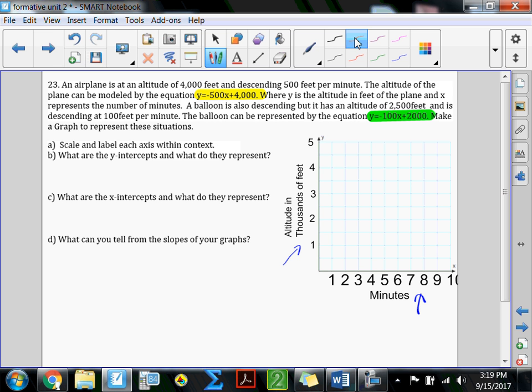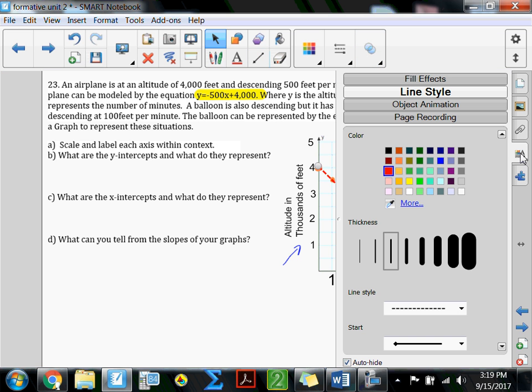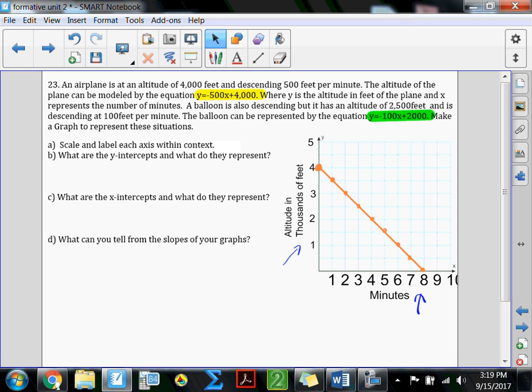The airplane's starting at 4,000 feet. And my slope is down 500 over 1. So each one of my boxes is 500. So down 500 over 1, I can do a graph all the way down and create that. Let's edit my line to make it orange and solid.